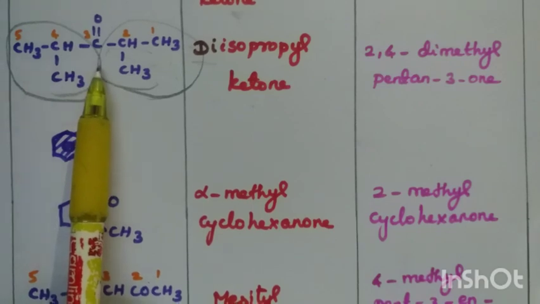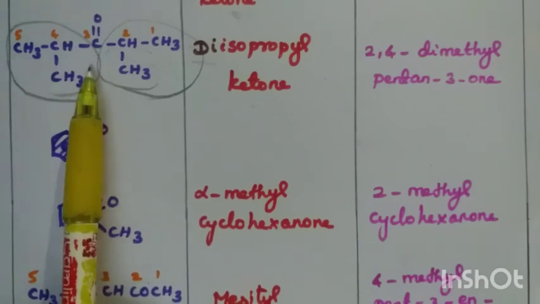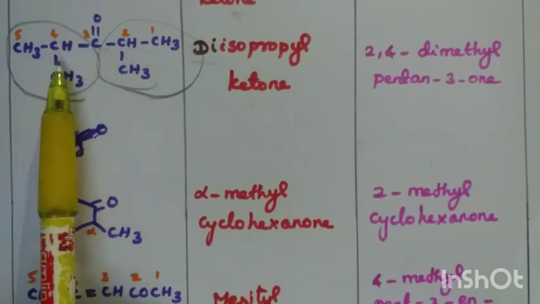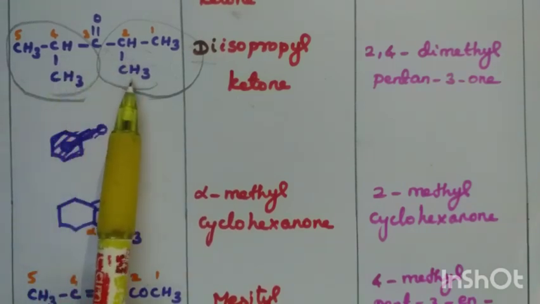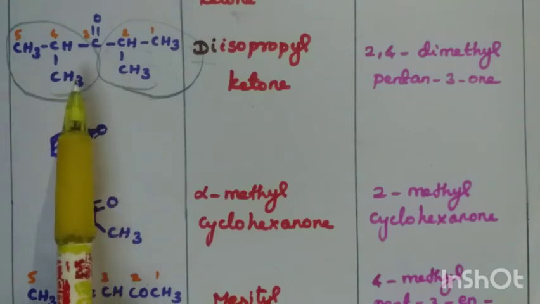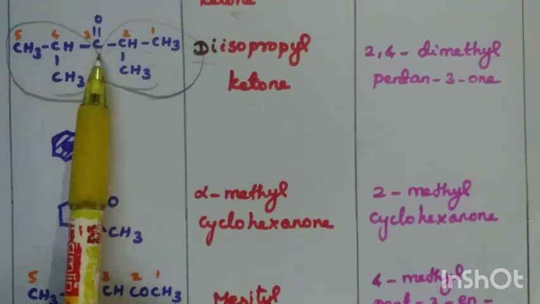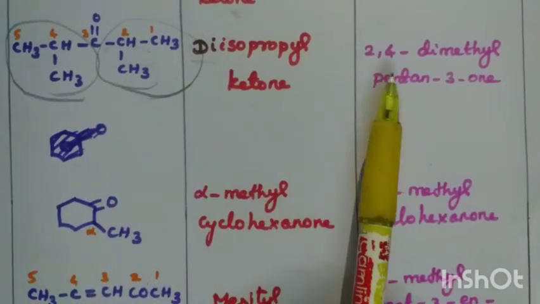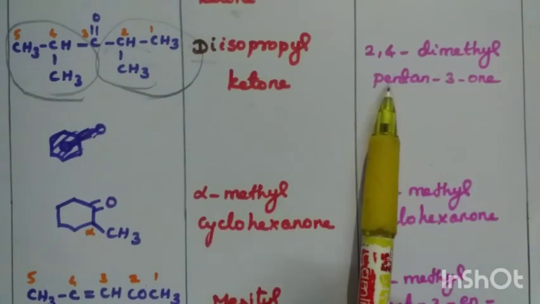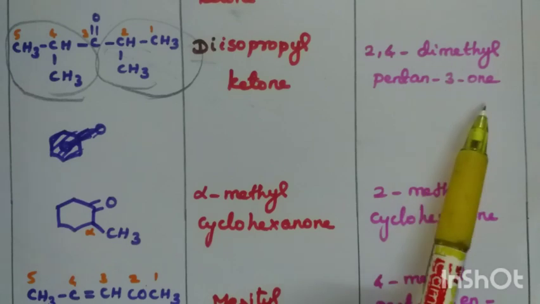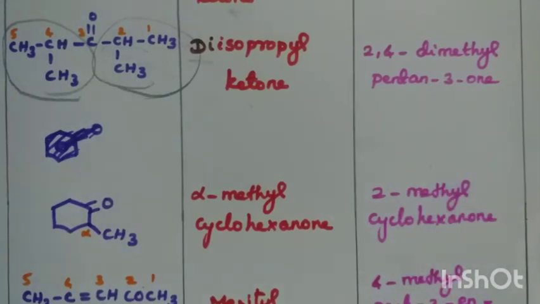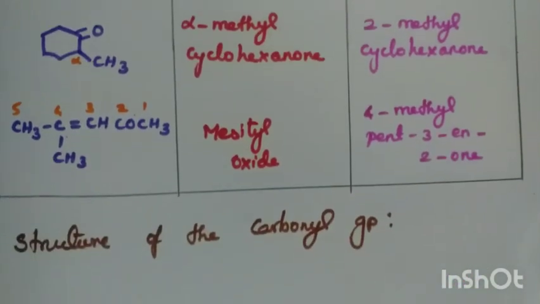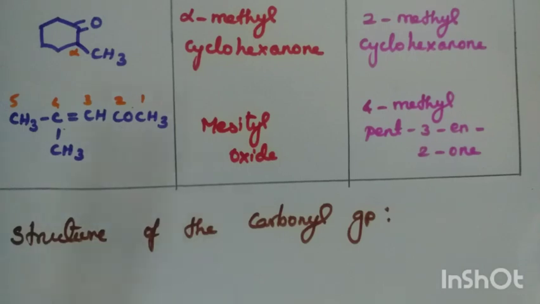At the third carbon, we have a ketone. First you have to find whether any substituent is there. Yes, second carbon, 1 methyl. Fourth carbon, 1 methyl. So 2,4-dimethyl. Totally how many carbon? 5 carbon, so pent. Third carbon, ketone, so 3-one. 2,4-dimethylpentan-3-one. So this is simple, to write the ketone common and IUPAC names.